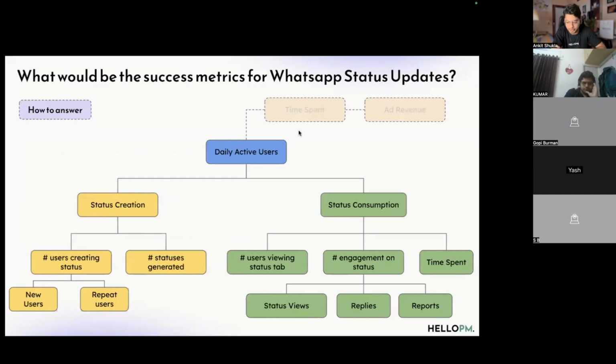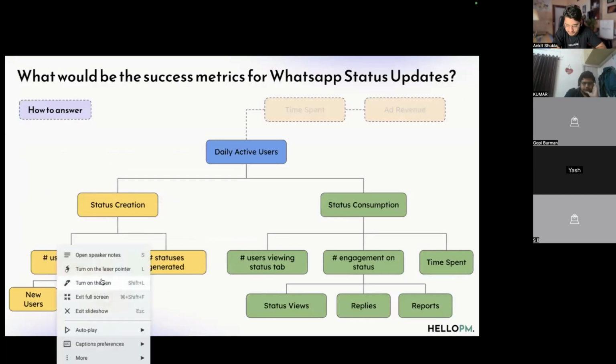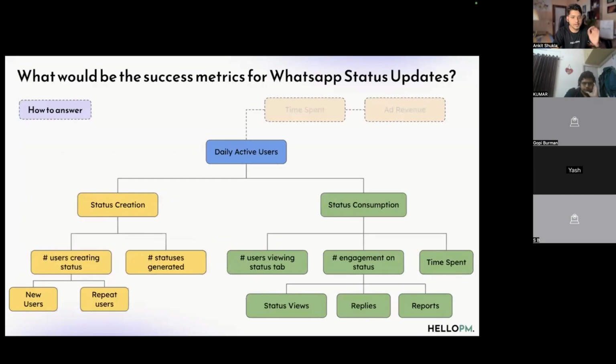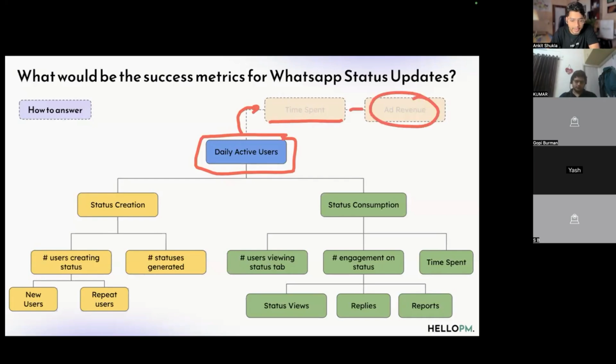This is what a metric tree looks like. So what we have done is, WhatsApp was created to increase the daily active users. Every social media platform, every chat platform has one goal, which is daily active users. Eventually, the daily active users will increase the time spent, the number of people that spend more time on the platform. And then eventually it will increase ad revenue if Facebook or WhatsApp launches ads.